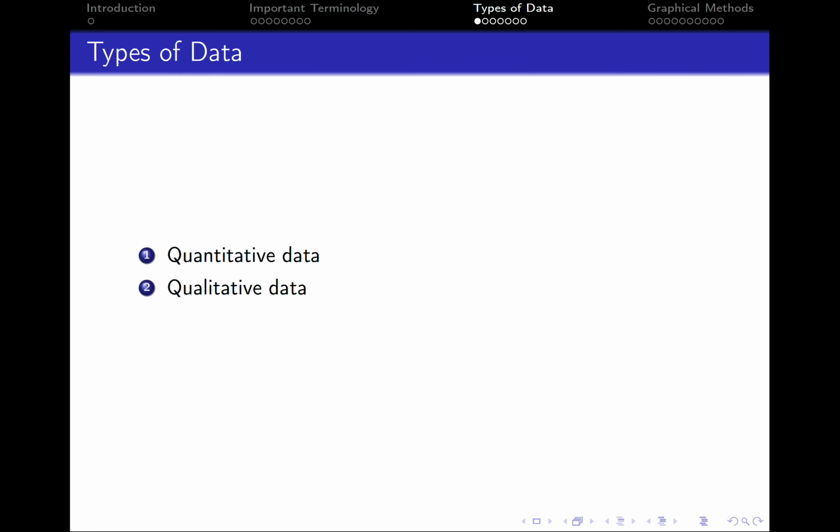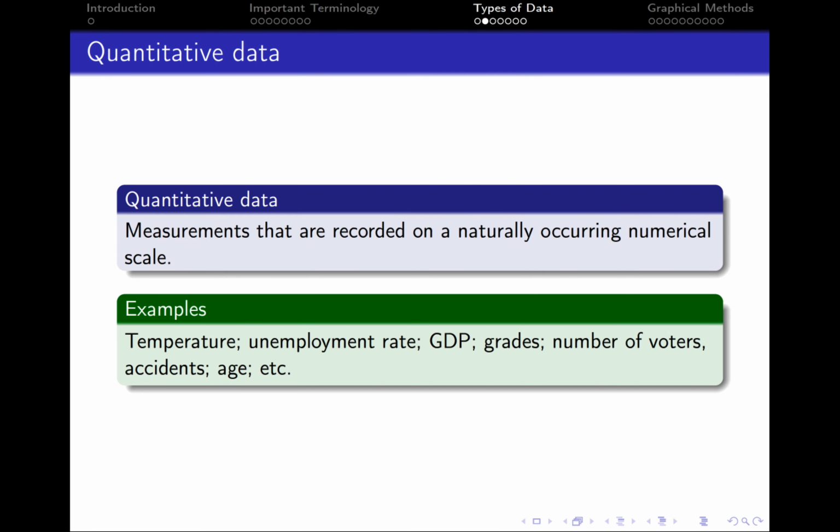There are two types of data that exist in statistics: quantitative or numerical data and qualitative data. So let's have a look at them one by one. Quantitative data are the measurements that are recorded on a naturally occurring numerical scale. Those are just numerical values like temperature, unemployment rate, GDP, grades, number of voters, accidents, age, etc.